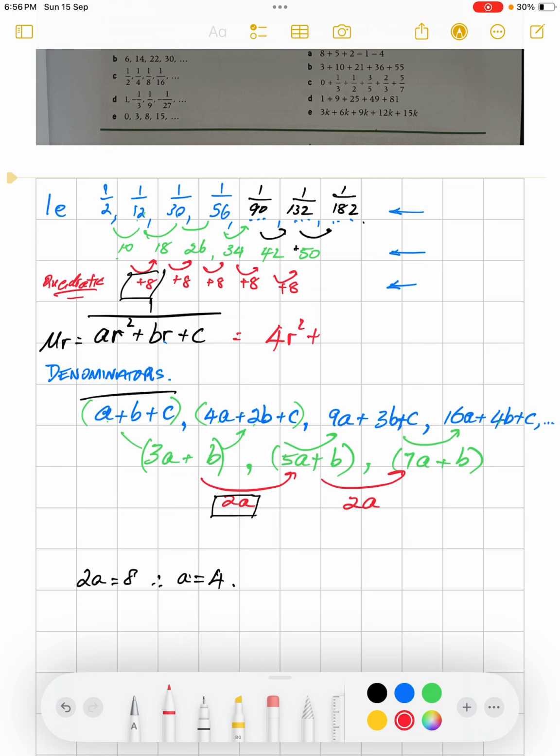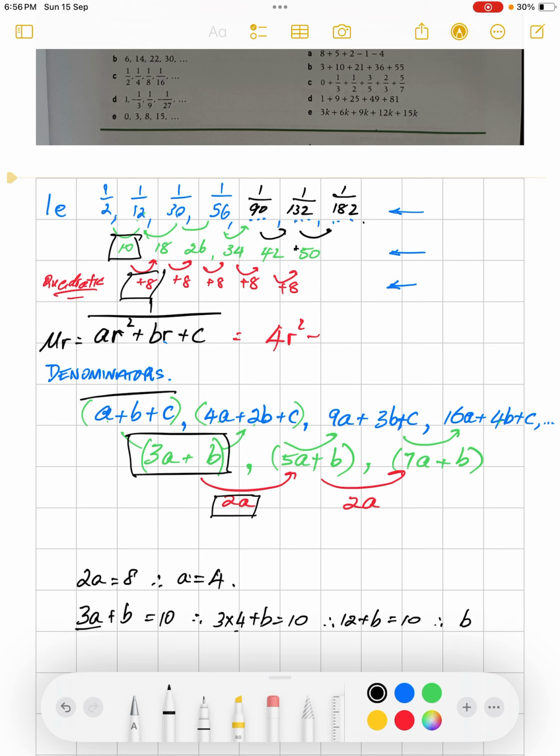Now we work up a level. I'll use black. 3a plus b is going to match with the 10. So 3a plus b is 10. Now we know that a is 4. So 3 times 4 plus b is 10. Therefore, 12 plus b is 10. Therefore, b is negative 2. So we know that's going to be minus 2r.